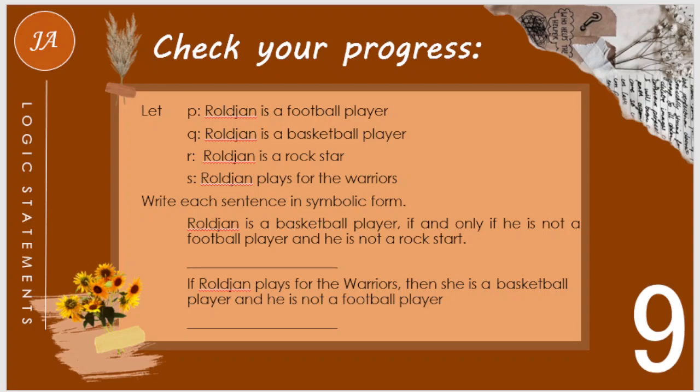Okay, so you will translate the statement into symbolic form. So we have here Roljan is a basketball player if and only if he is not a football player and he is not a rock star. For the second one, we have here if Roljan plays for the Warriors, then he is a basketball player and he is not a football player.